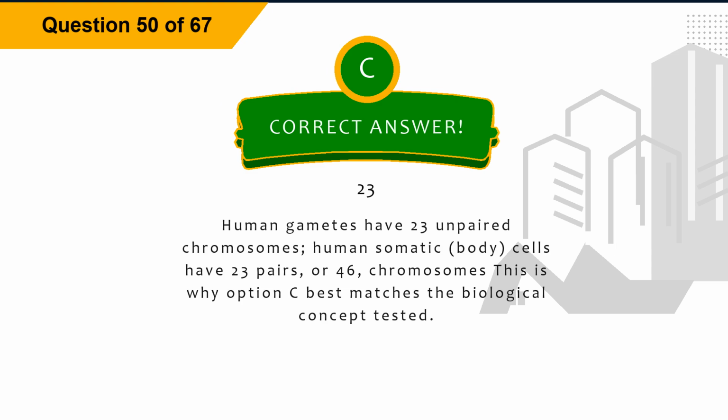23. Explanation. Human gametes have 23 unpaired chromosomes. Human somatic body cells have 23 pairs, or 46, chromosomes. This is why option C best matches the biological concept tested.